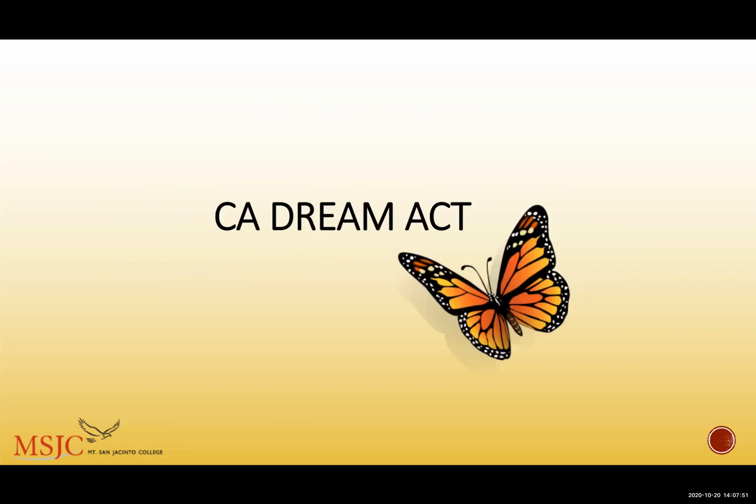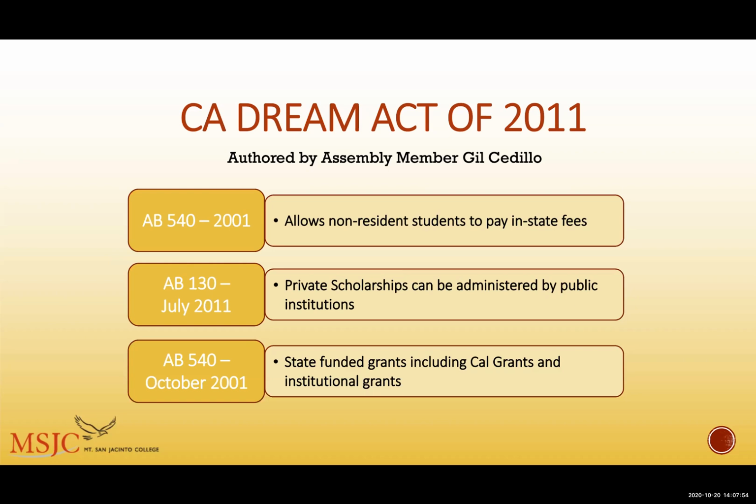Okay, so the California DREAM Act. It's considered the California DREAM Act of 2021. It was from Assembly member Gil Cedillo, and basically it has three different bills. It has the AB 540, which was in 2001. That's probably your main one, where it allows non-resident students to pay in-state fees. If we didn't have this bill, then our non-resident students would actually have to pay out-of-state fees, and that's a really high fee to pay for education. So this one will allow those students to pay the actual in-state fees.